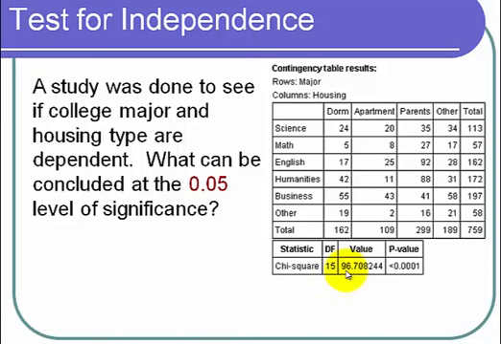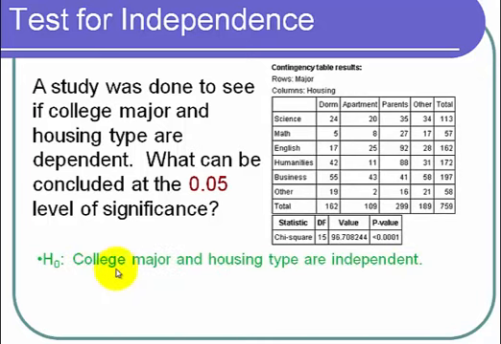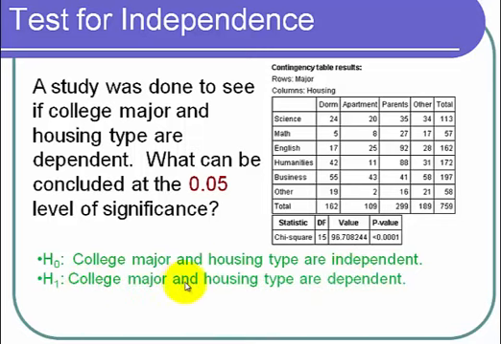We have our chi-squared value. That's the test statistic, about 96.7. And our p-value just says less than 0.0001. Very small p-value, so that means we reject the null hypothesis. And remember, the null hypothesis, in this case, is college major and housing type are independent. Independent is always in the null. And the alternative hypothesis is that college major and housing type are dependent.